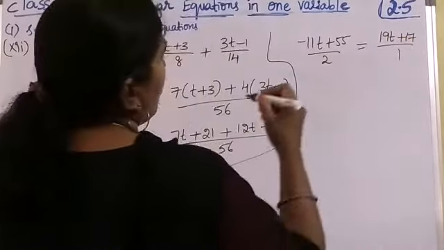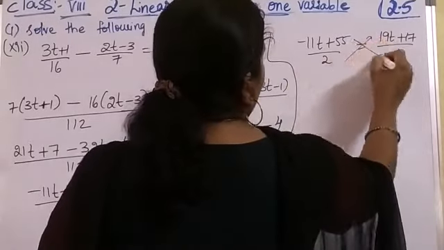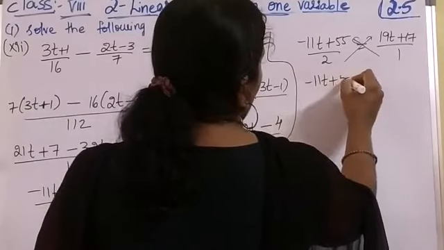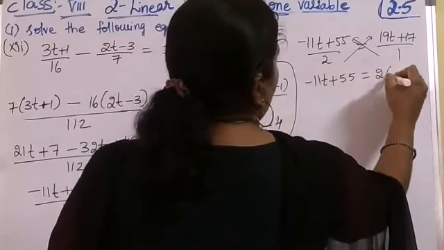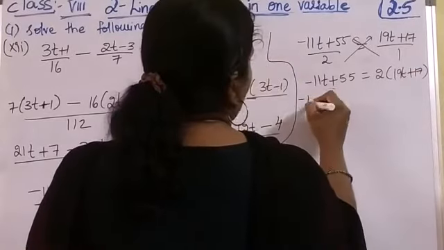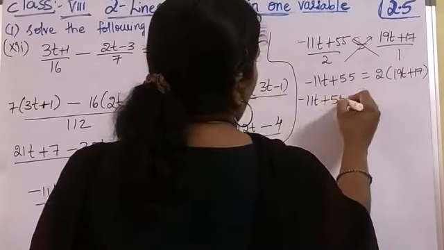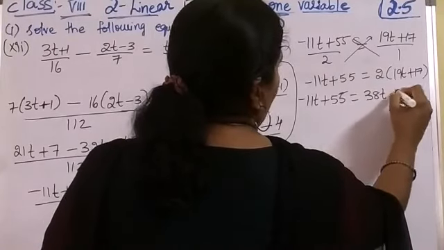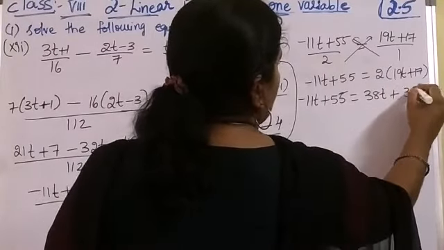Okay. Now you go for cross multiplication. So 1 into this, you get the same thing. 2 into 19t plus 17. Okay. Now minus 11t plus 55. So 2 19s are how much? 38t plus 2 into 17, 34.